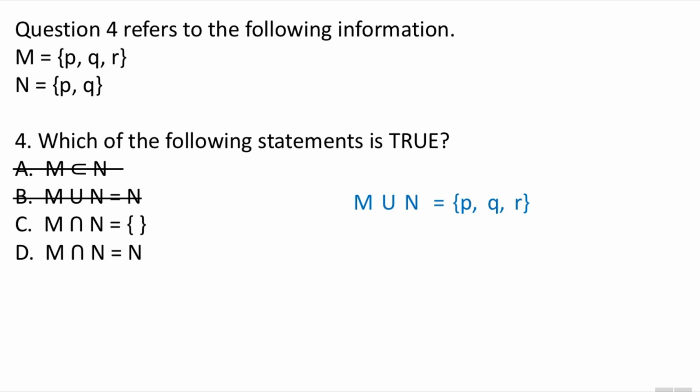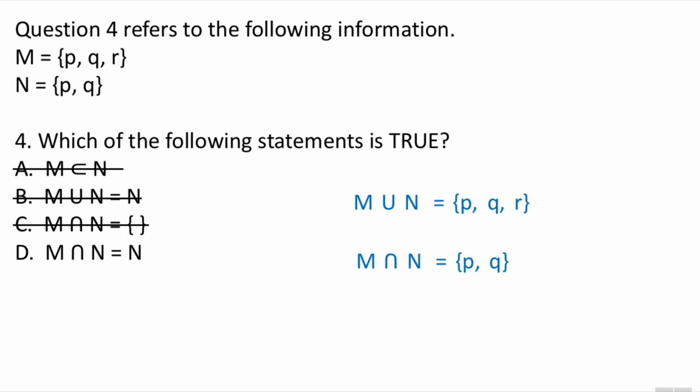So C is M intersect N, which means we're writing what's common to both M and N. So I write M intersect N, all the elements that are common to M and N. We can agree that must be P as well as Q. And what C is saying is that M intersect N is an empty set. We can agree that that's not true, guys. So C cannot be your answer.